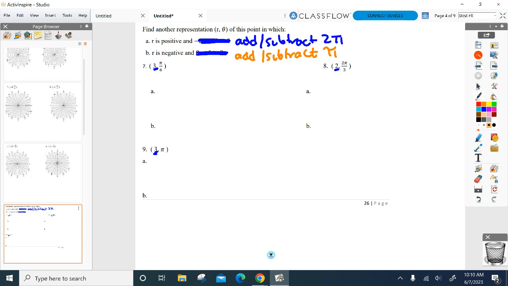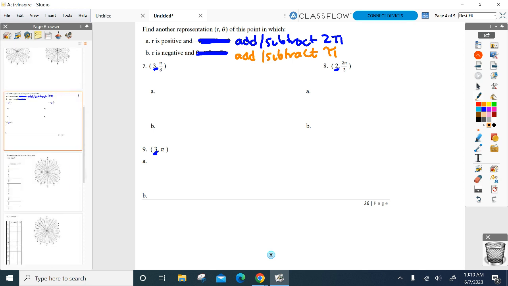On tomorrow's quiz, I'll let you do whatever you want. You keep the R value the same, you make it different, I don't care. Just give me another point that ends up in the same location. All right, so that's 7, 8, and 9. Let's see if we got anything out of this unit.